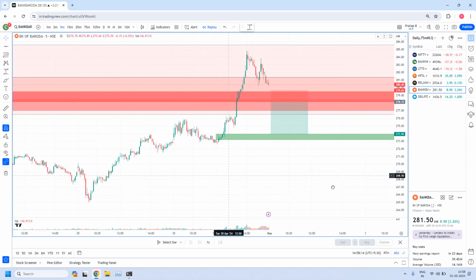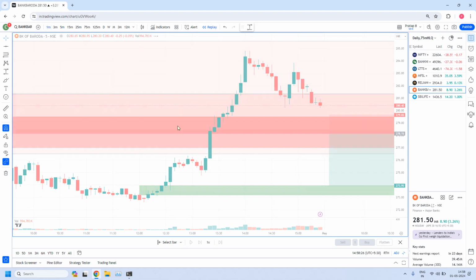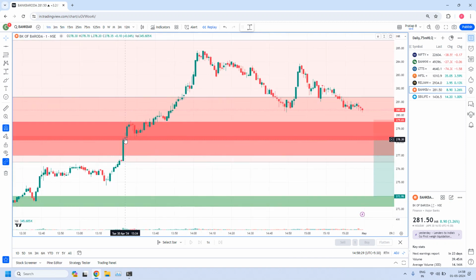Okay, when did the price enter this zone? At 1 o'clock 20 minutes. If you look at the exact time, when it entered, 1 o'clock 23 or 24 minutes. That means close to 1:30. How much time do you have in the trading session? Only 1 hour. If you want to take an intraday trade at 1:30, you have only 1 hour to close your trade. At 2:30 you have to close, otherwise your broker will automatically square off the position.